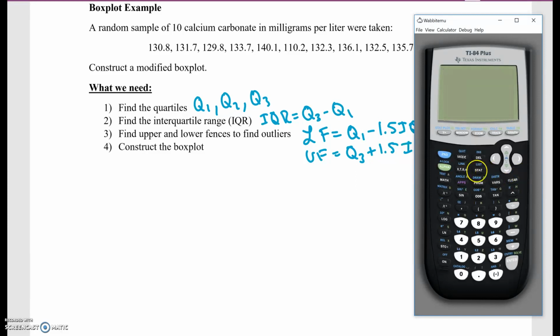So the first thing that we want to do, we want to press stat, and let's go ahead and edit. Let's go ahead and put in all of our data. So let me get rid of all this stuff that I don't need. I'll get rid of this too. Okay, so I'm going to put in 130.8, 131.7, 129.8, what else? 133, 133.7, then 140.1.